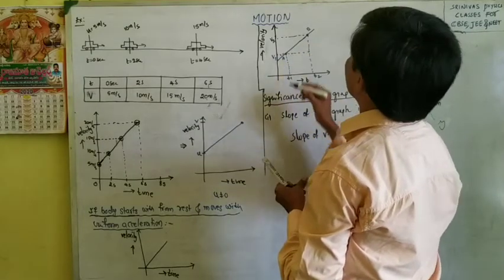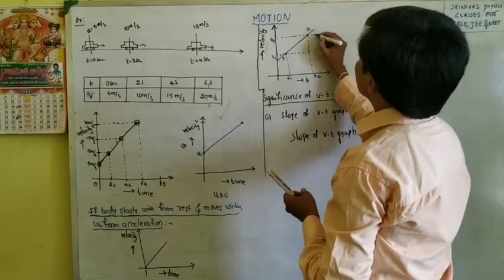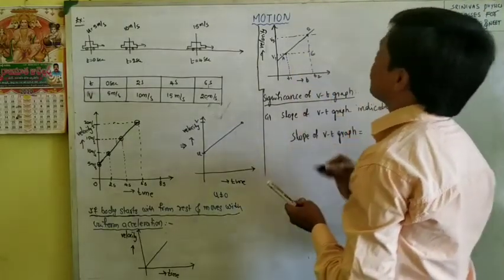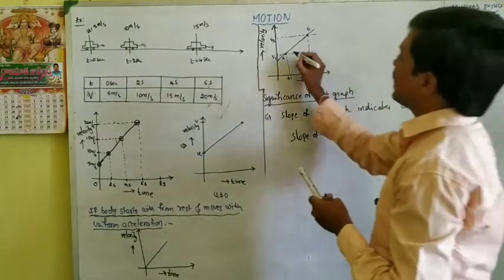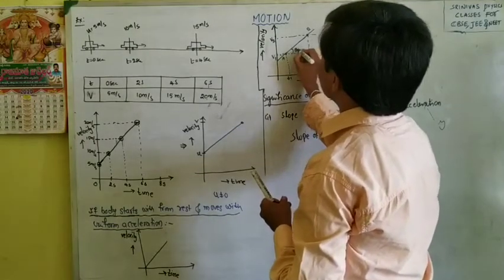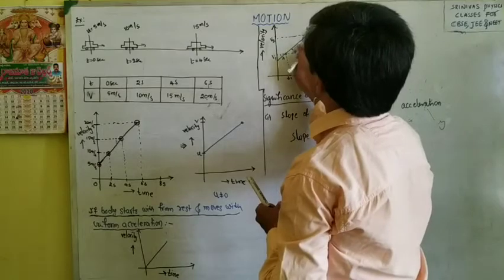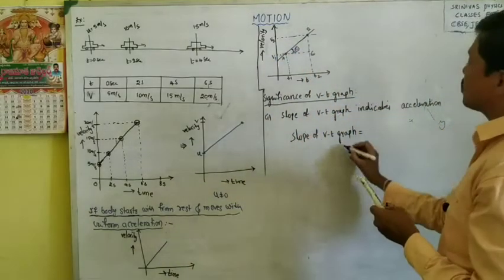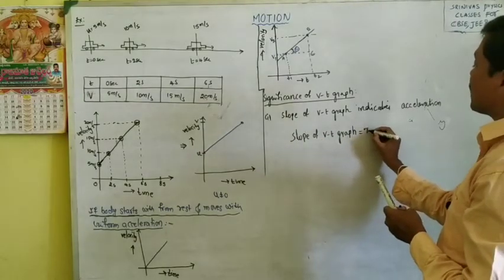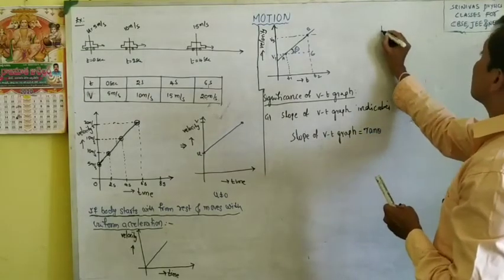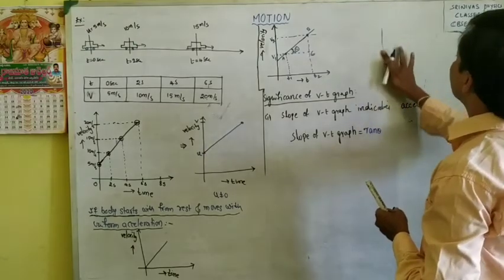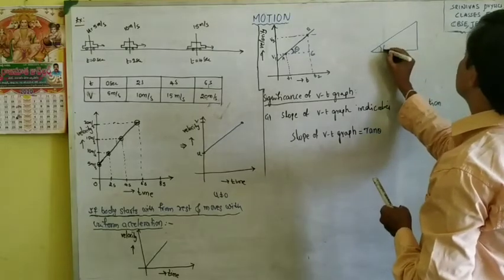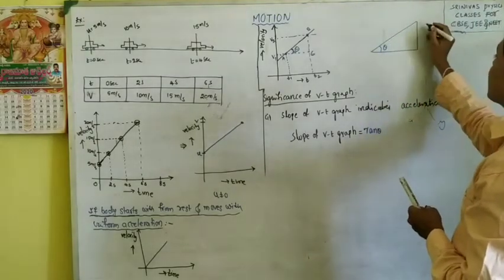Let us draw one triangle here. From this we get one triangle. This triangle we will call ABC. This angle we will take as theta. Remember it, this angle is theta. What is slope? The slope formula is tan theta, right? What is the formula for tan theta? There is a triangle, and this is theta, and this is, for example, delta y.